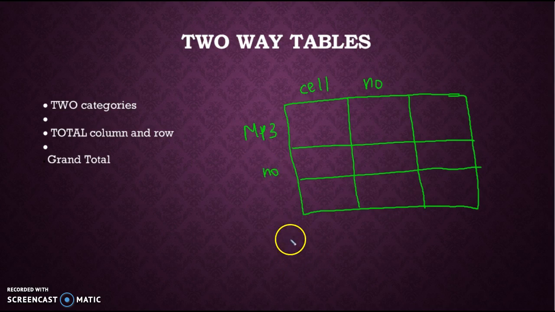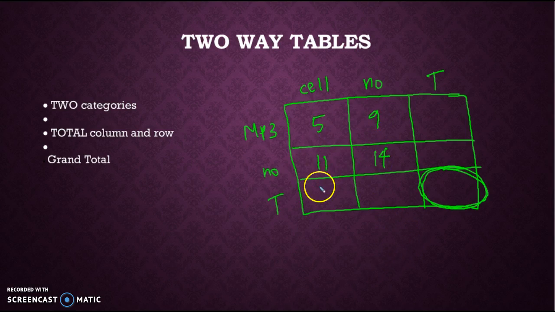One thing you have to make sure your table has is the totals. You need to have a total column and a total row. That number in the bottom is our grand total. That's the total number of people that are involved in that survey. So I'm just going to put some random numbers in here, and we'll finish the rest.